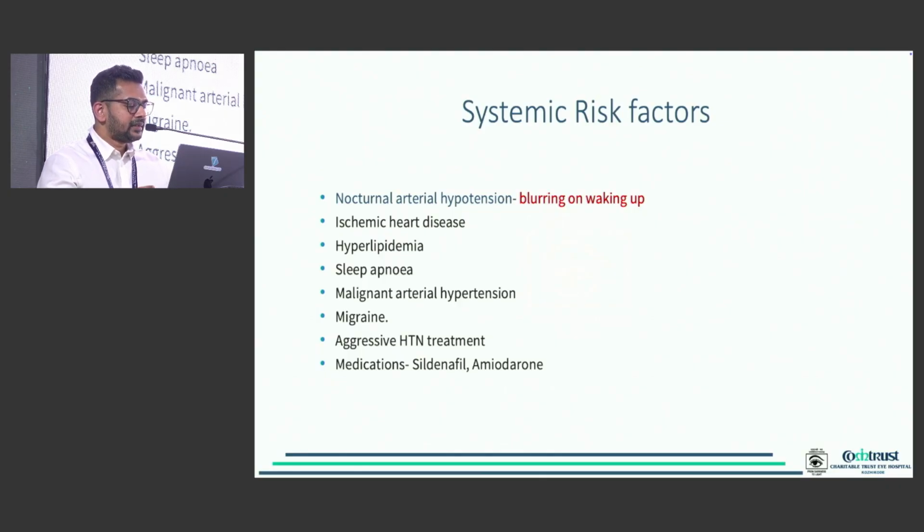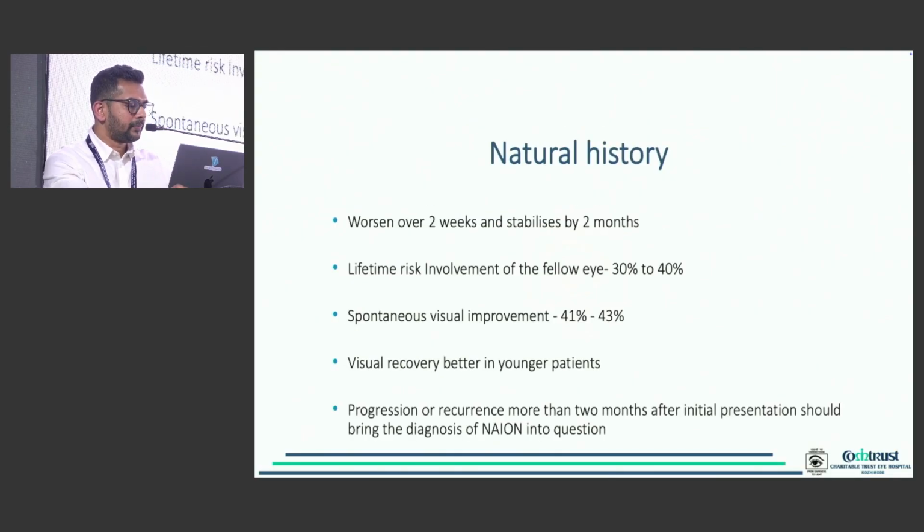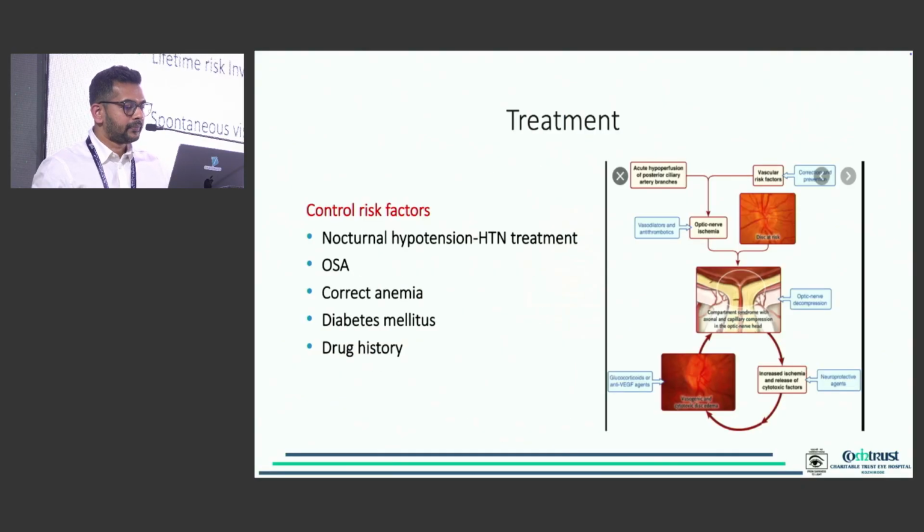Other medications such as sildenafil and amiodarone have been attributed to non-arteritic AION. Usually the vision stabilizes by 1 to 2 months, so any progression after 2 months should raise suspicion. We should think of an alternate diagnosis. Lifetime risk of involvement of the fellow eye is 30 to 40%, and more importantly, spontaneous visual improvement can be noted in around 40% of the patients.